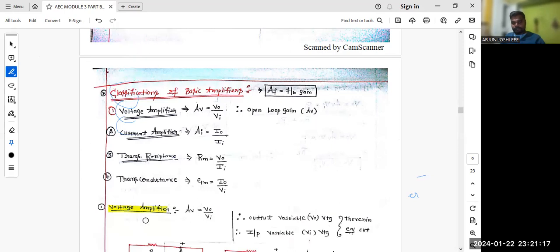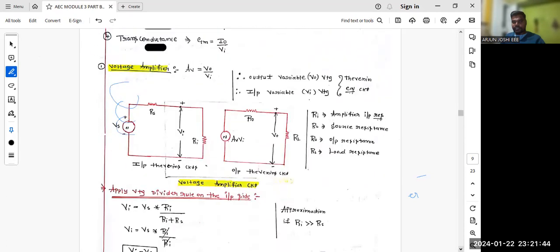Next one is classification of basic amplifiers. What are those classifications? Voltage amplifier, current amplifier, transresistance amplifier, transconductance amplifier. We all know the expressions. First, we need to analyze the voltage amplifier. I'm going to continue in the next class.